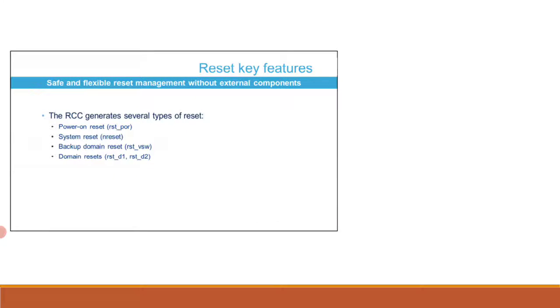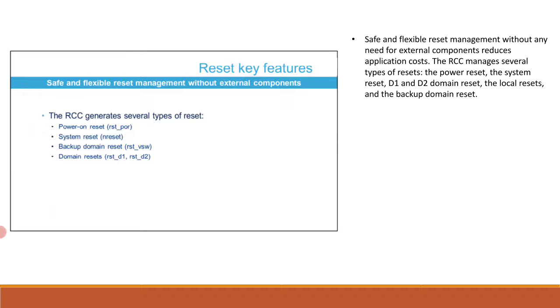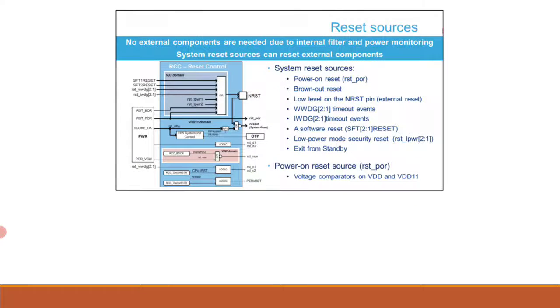The RCC manages several types of resets: the power reset, the system reset, D1 and D2 domain reset, the local resets and the backup domain reset. Let's have a quick look at reset sources. Thanks to the voltage monitoring function included in the power block, the filters embedded in the NRST pad and the RCC reset control, the amount of external components is reduced to a single external capacitor connected to the NRST pin.